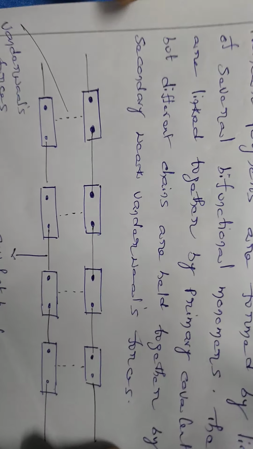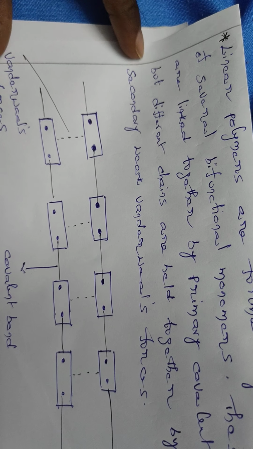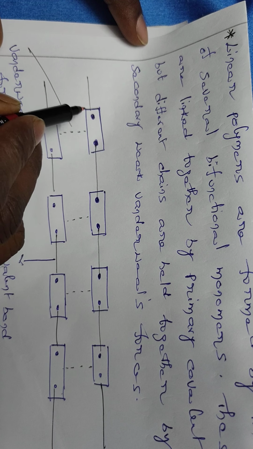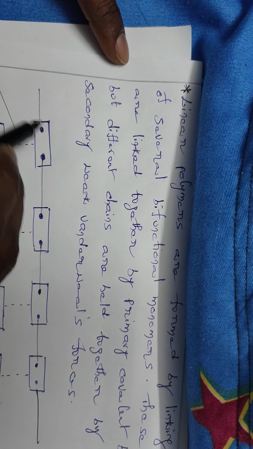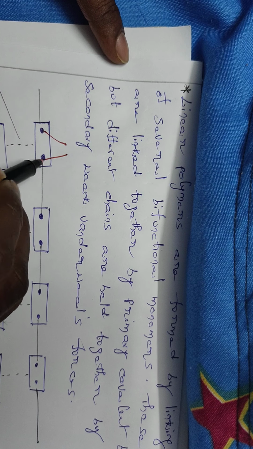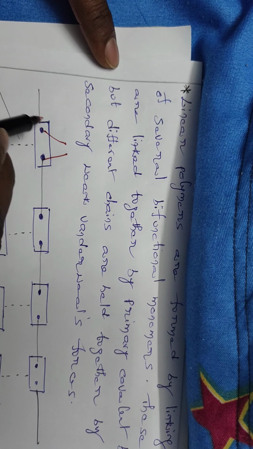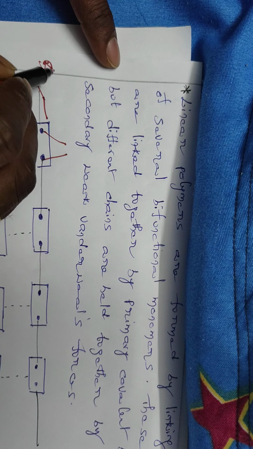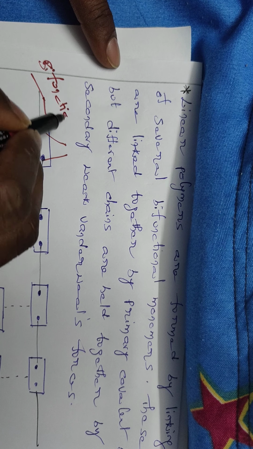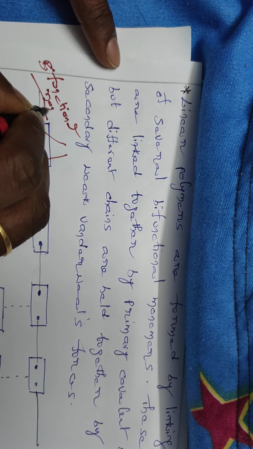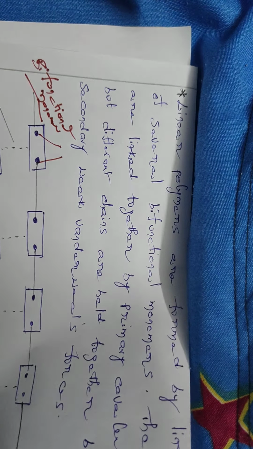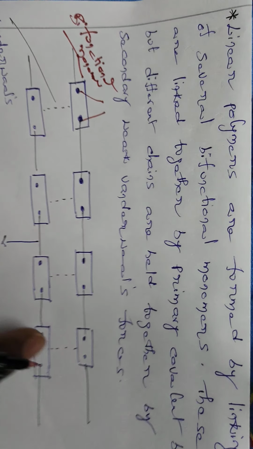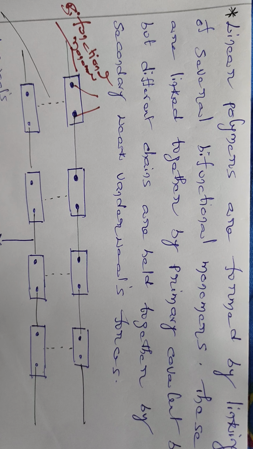For example, see here, it is a bifunctional monomer because it has two active bonding sites. It is one active bonding site, it is another active bonding site. So it is a bifunctional monomer. Combination of several bifunctional monomers leads to the formation of a linear polymer.